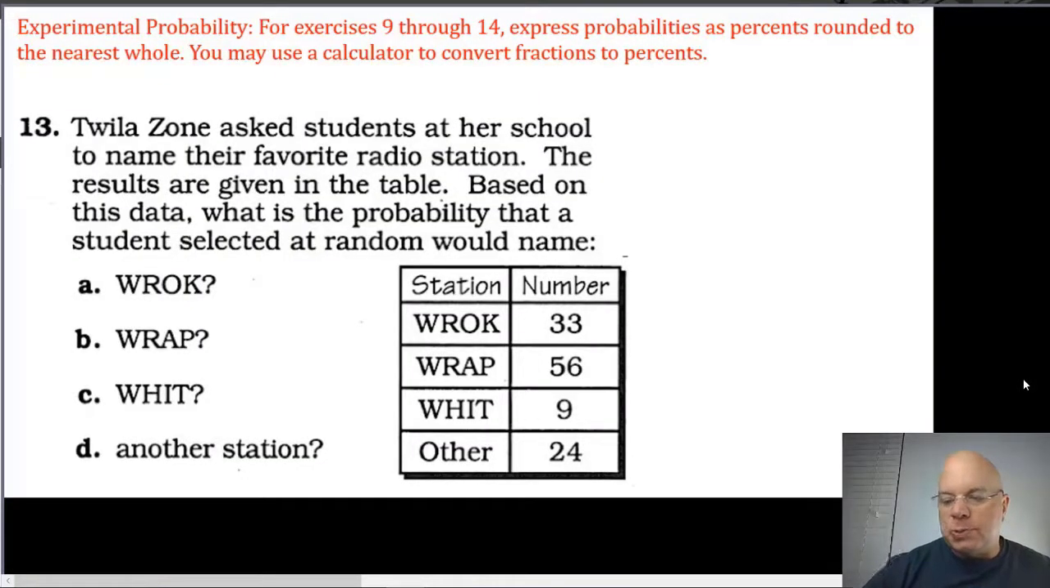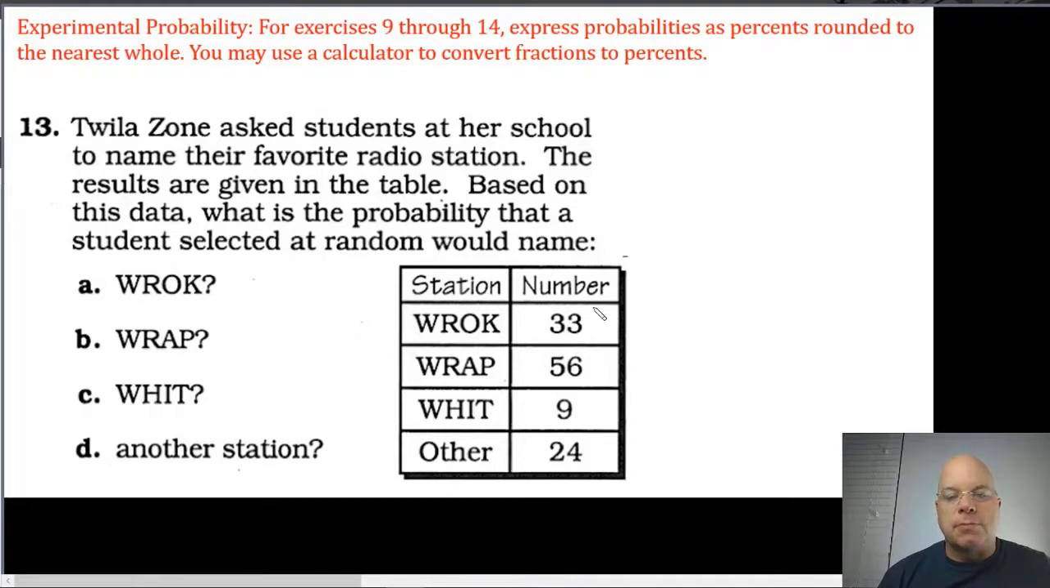Today we looked at the difference between theoretical and experimental probability. This problem, number 13, is an example of experimental probability. Twyla Zone asked students at her school to name their favorite radio station. The results are given in the table. Based on the data, what is the probability that a student selected at random would name WROK?